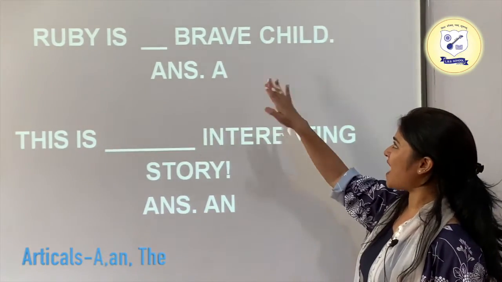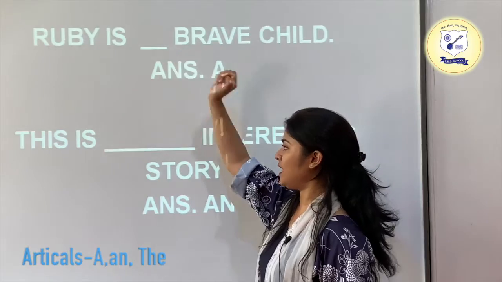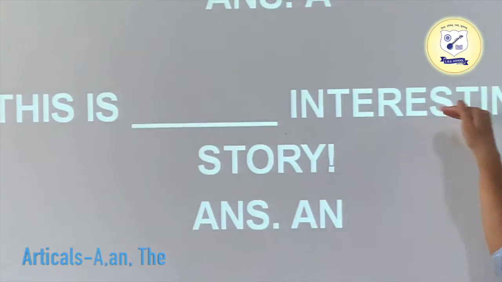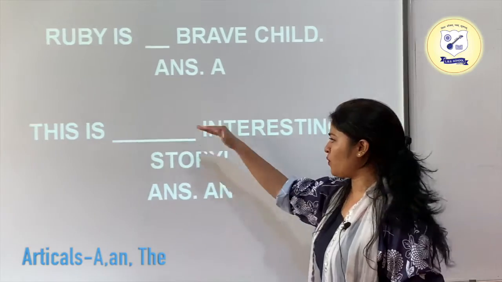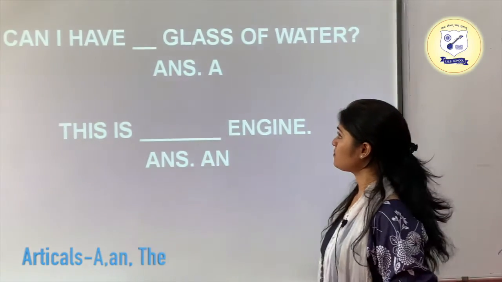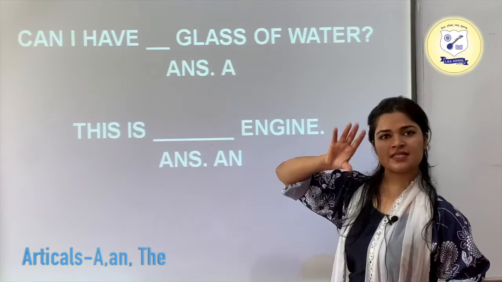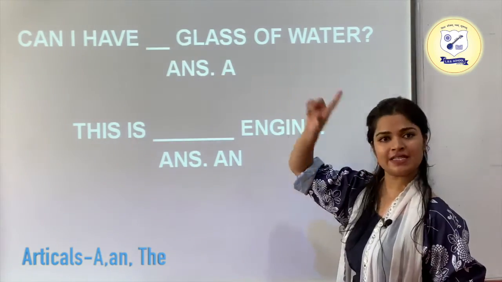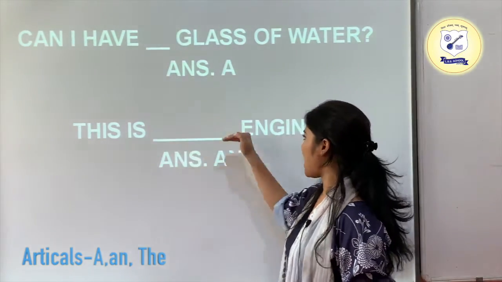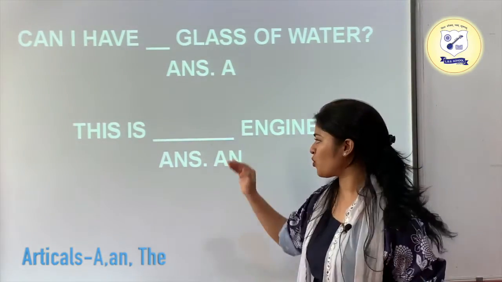Ruby is dash brave child. Again this is beginning with B, which is a consonant. So we will write "a." This is dash interesting story. This is again beginning with a vowel sound, I. So what we will write is "an." Can I have dash glass of water? Glass is beginning with G, which is a consonant sound. So what we will write is "a." This is dash engine. Engine is beginning with an E sound. So this would be "an engine."